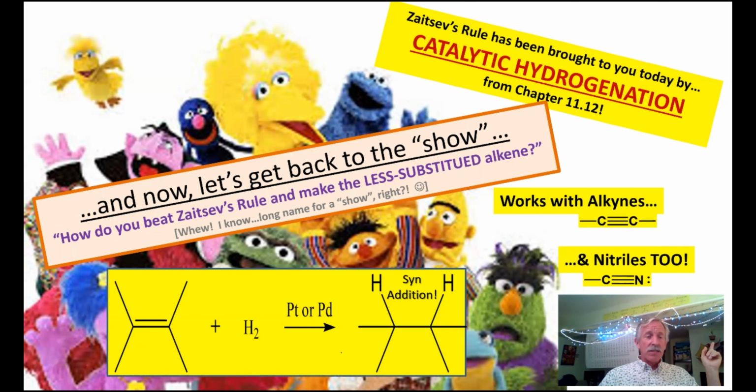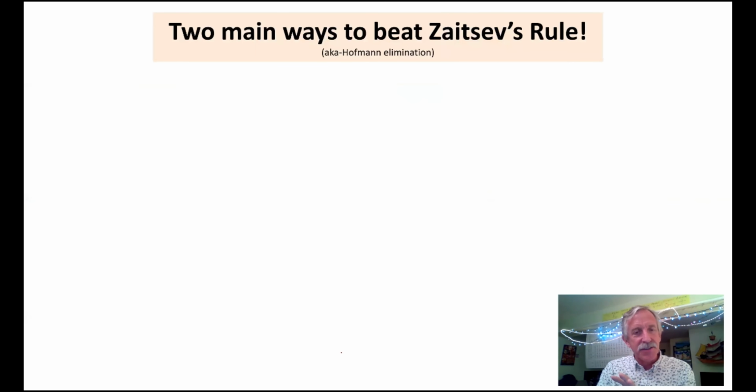Okay, the show is, how do you beat Zaitsev's rule, and what if you wanted to make the less substituted alkene? That is a long name for a show. But that's probably why I'm not on TV. So let's see, how would you want to make the less substituted alkene? And the less substituted alkene is what's called a Hofmann elimination.